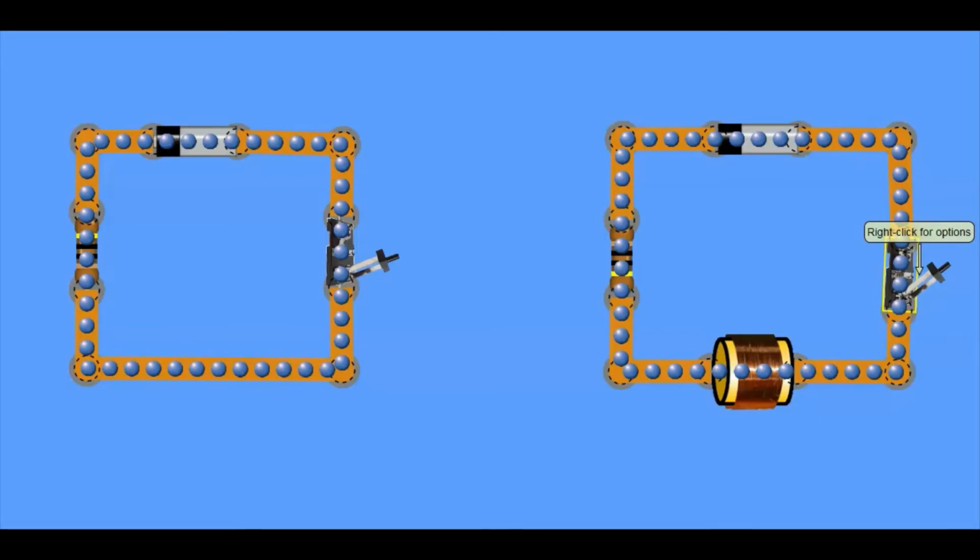Now let's look at how inductors behave in a circuit. So I have two identical circuits here for the most part. They both have a single resistor, a battery, and a switch. The one on the left has no inductor. The one on the right has an inductor.